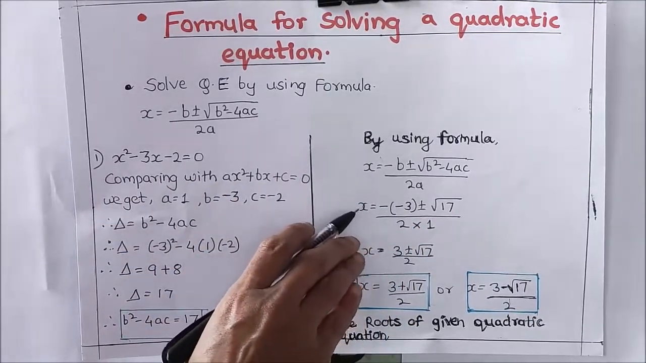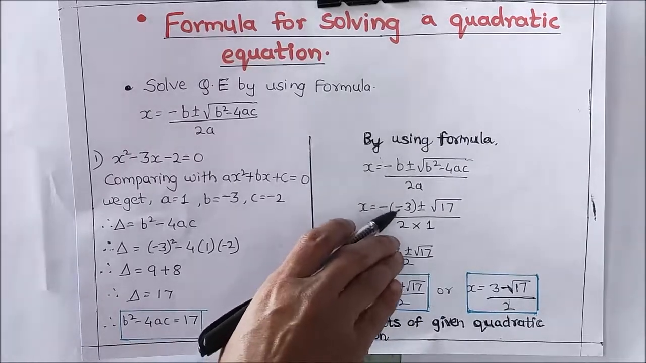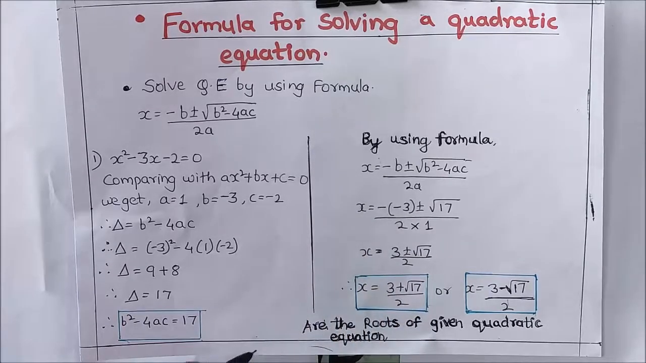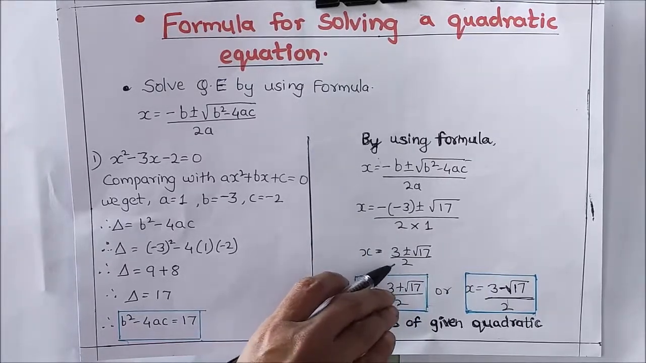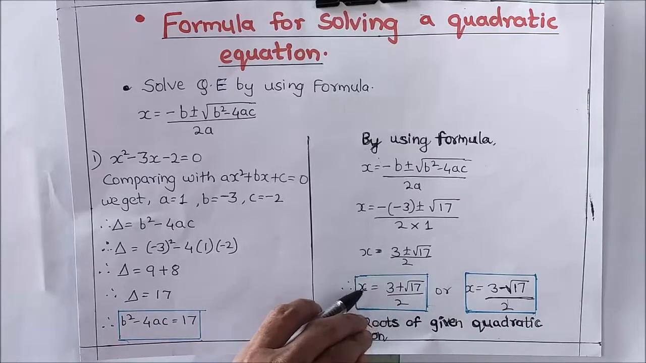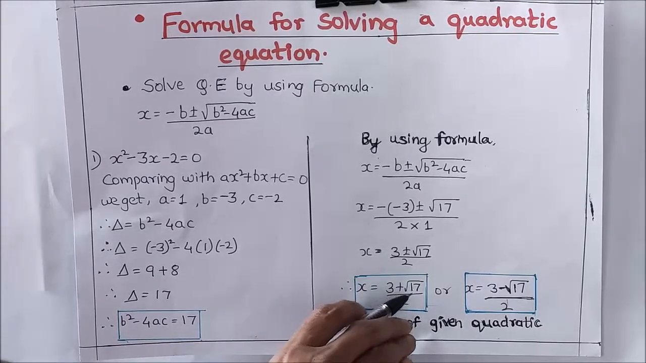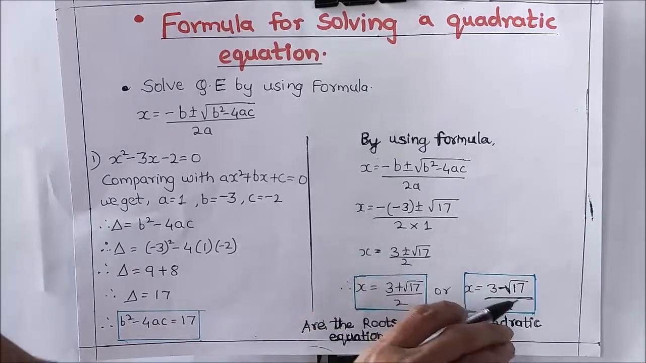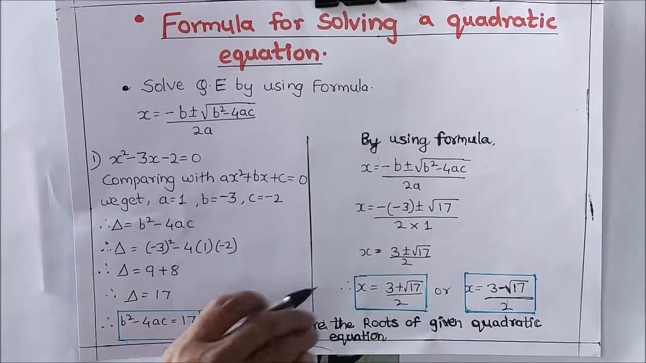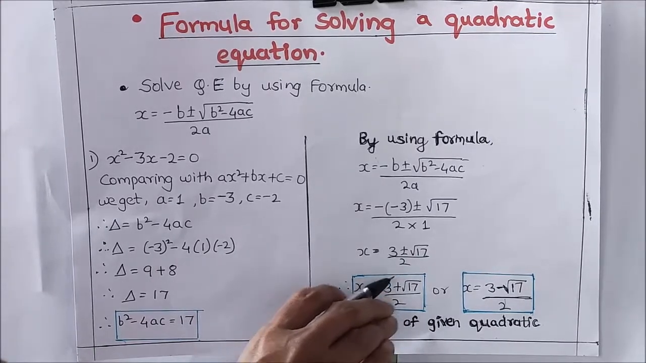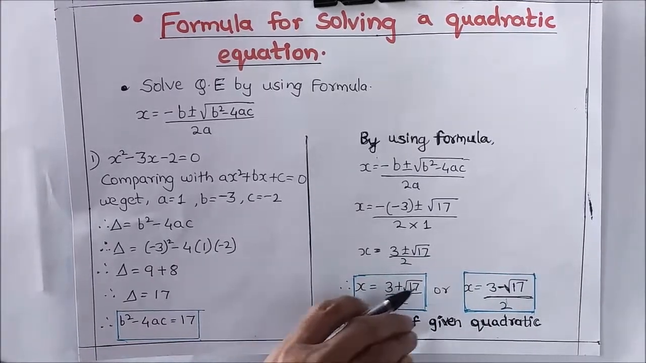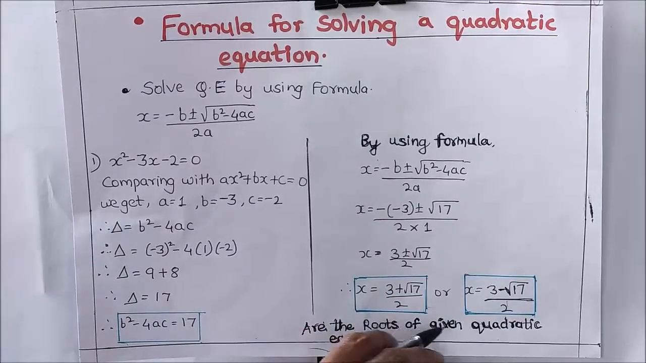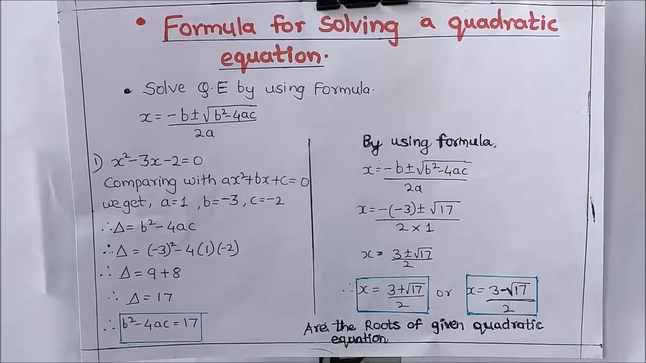Therefore, we get the equation as x equals minus of minus is plus 3 plus minus root 17 upon 2. Therefore, we will get the values of x as x equals 3 plus root 17 upon 2 or x equals 3 minus root 17 upon 2. X equals 3 plus root 17 upon 2 and x equals 3 minus root 17 upon 2 are the roots of given quadratic equation.